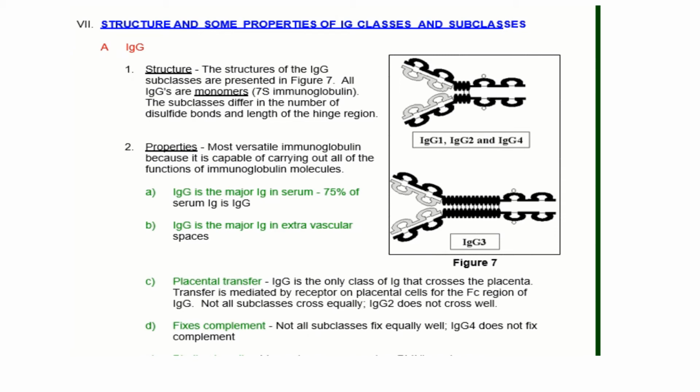The most common one is immunoglobulin G. The structure of the immunoglobulin G subclasses is represented in these figures. All of them are monomers, 7S immunoglobulins. The subclasses differ in the number of disulfide bonds and in the length of the hinge region. It is the most versatile immunoglobulin because it is capable of carrying out all of the functions of the immunoglobulin molecules.